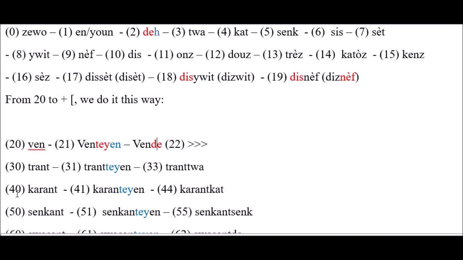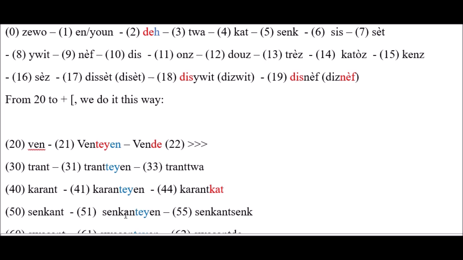As follows. 40, okay? 40, 41, 42, 43, 44, 45, okay? As follows. You do it this way. 44, 45, 46, 47, 48, 49, 50, okay? 50, 51, okay?